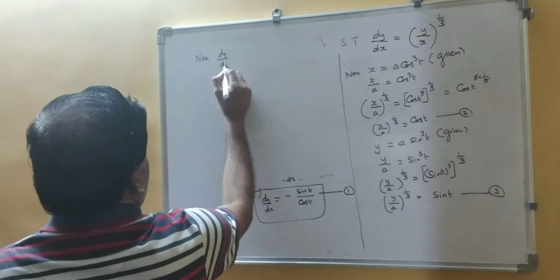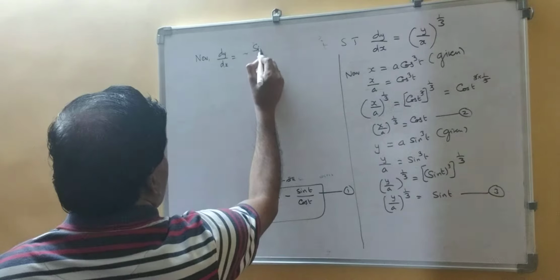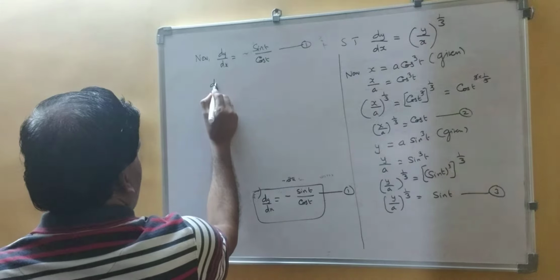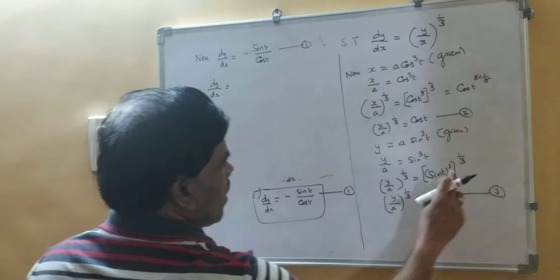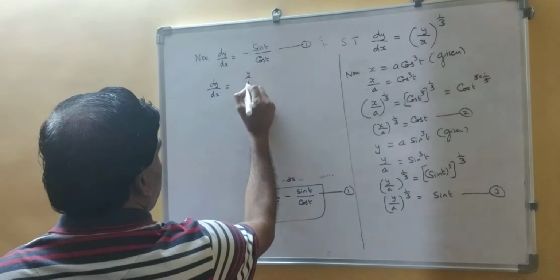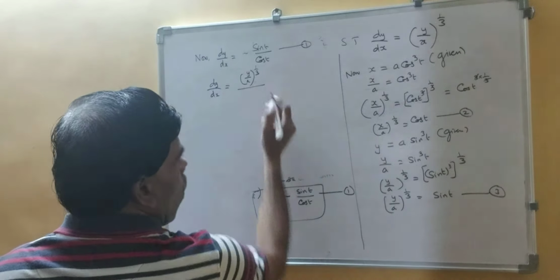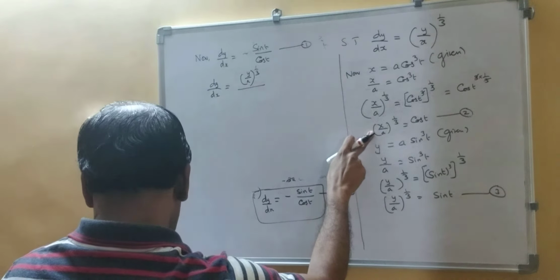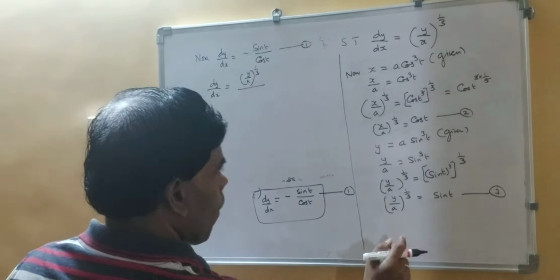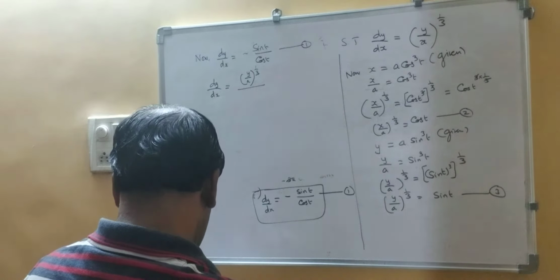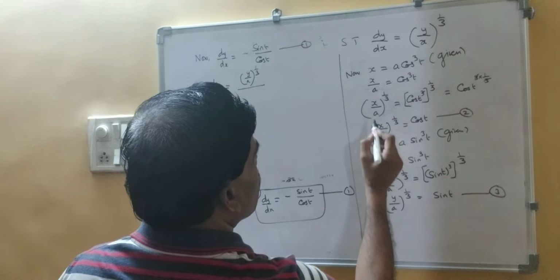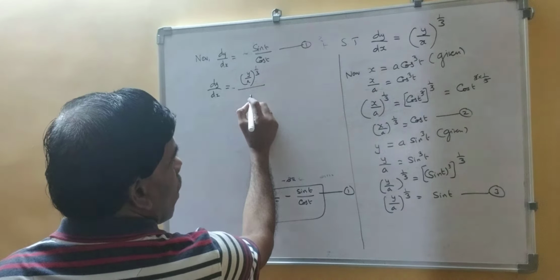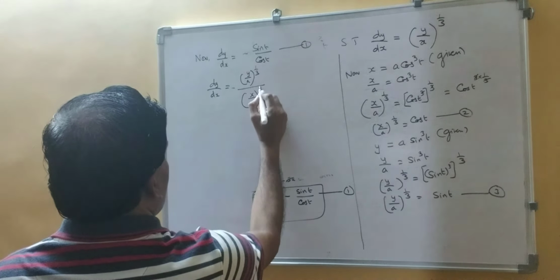Now, dy/dx = minus sin t upon cos t. What is sin t? (y/a)^(1/3) upon, what is cos t here? cos t is (x/a)^(1/3). The minus is there, so it is minus (y/a)^(1/3) upon (x/a)^(1/3).